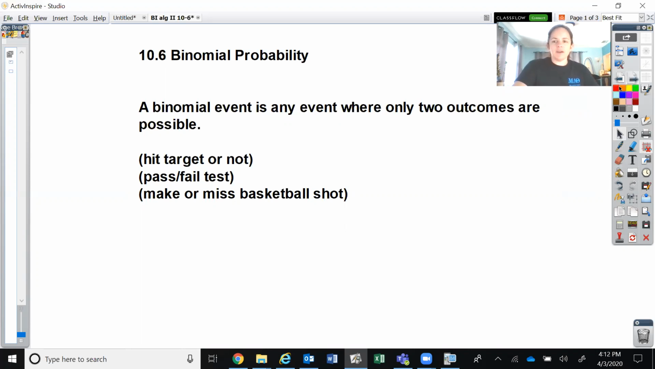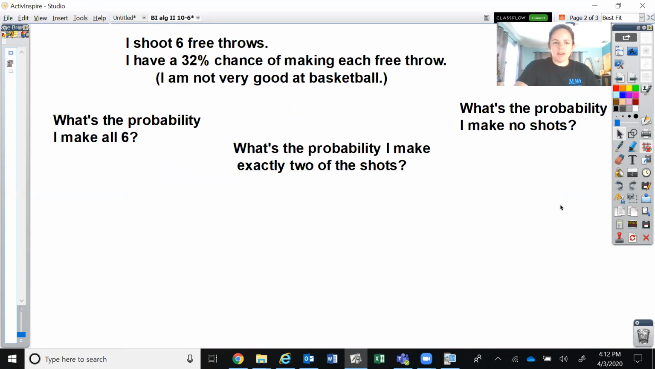And so turns out that for those binomial events, there's a formula for us to find the probability in any number. And so we're going to look at this example, and then I'll give you the formula for that afterwards. So I shoot 6 free throws. I have a 32% chance on each free throw that I might make it because I'm not very good at basketball. That's probably about right. I'm probably a little less than a third.